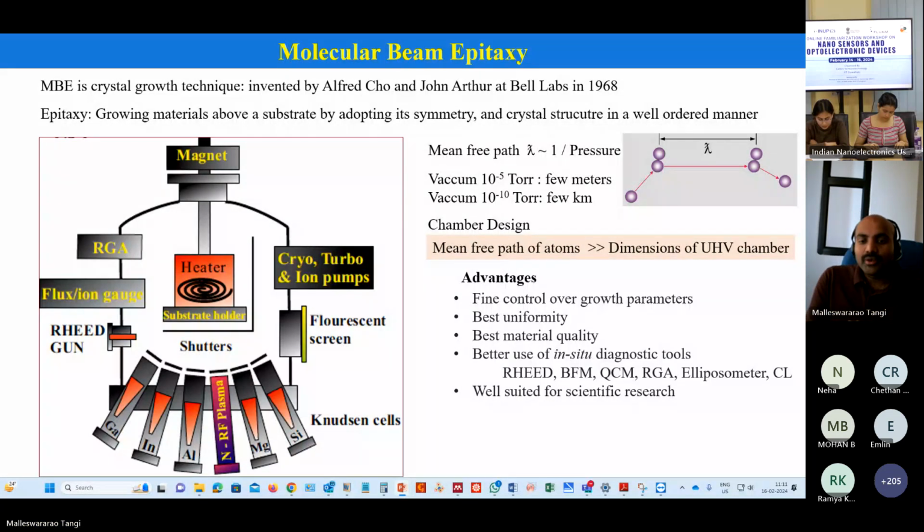Apart from this, we can use characterization tools to monitor the growth online, such as RHEED, BFM, QCM, RJ, and ellipsometer. Also, cathodoluminescence; such in situ characterization tools we can use in this system. And this is well suited for scientific research. Nowadays, there are industrial scale molecular beam epitaxy systems as well. So you can customize these molecular beam epitaxy systems from research scale to industrial scales.